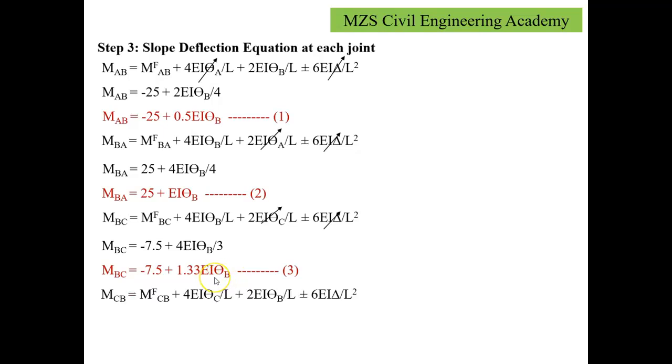theta B. Now I will apply for the joint C. So here MFC, the fixed moment, will be counted, plus 4 EI theta C by L plus 2 EI theta B by L plus minus 6 EI delta by L. As joint C is locked, the contribution for the rotational and displacement components will not be utilized. That's why the relation left with us is MCB equals 7.5 plus 2 EI theta B by 3. If I simplify further, I will get MCB equals 7.5 plus 0.67 EI theta B.